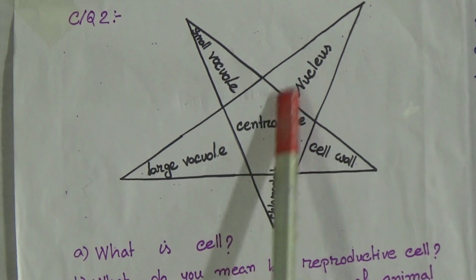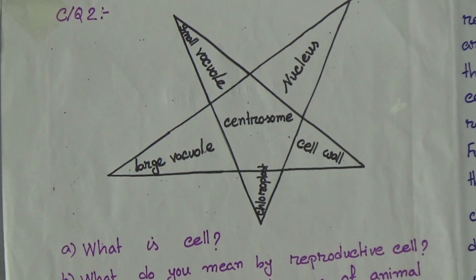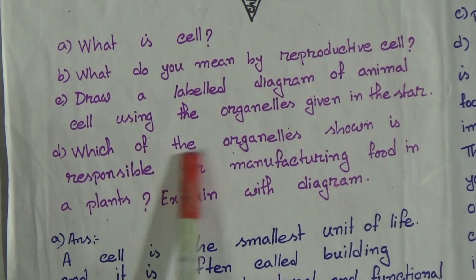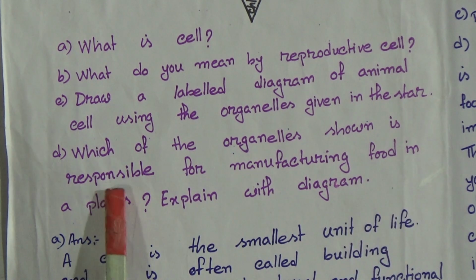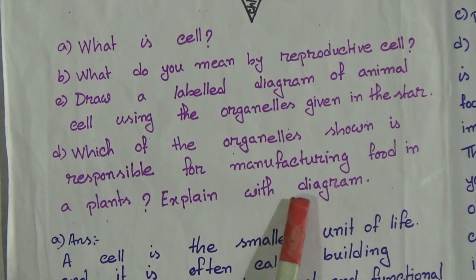So in creative question number 2, in the stem we found a star figure, and there are written some names of cell organelles. Now we read the question. A. What is cell? B. What do you mean by reproductive cell? C. Draw a labeled diagram of animal cell using the organelles given in the star. D. Which of the organelles shown is responsible for manufacturing food in a plant? Explain with diagram. You have to explain with diagram.